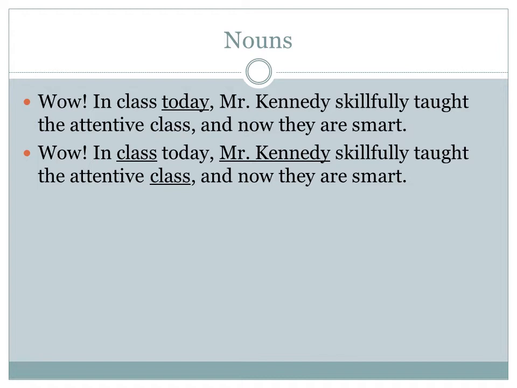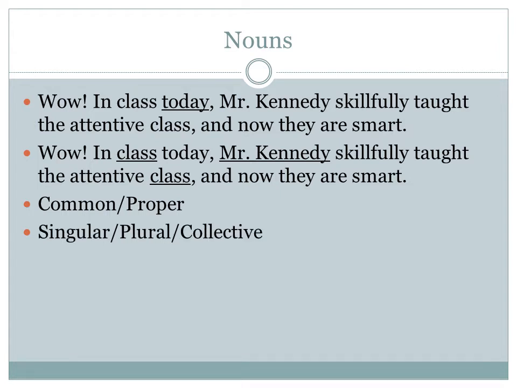Let's talk about some different kinds of nouns that you might encounter, and this is worth adding to your notes. Nouns can be described as being either common or proper. In this sentence, there is a common noun, class, right here, and a proper noun, Mr. Kennedy. So proper nouns refer to specific people, places, or things like Mr. Kennedy or Winston Churchill or Bosnia or something. And common nouns refer to general types of things.